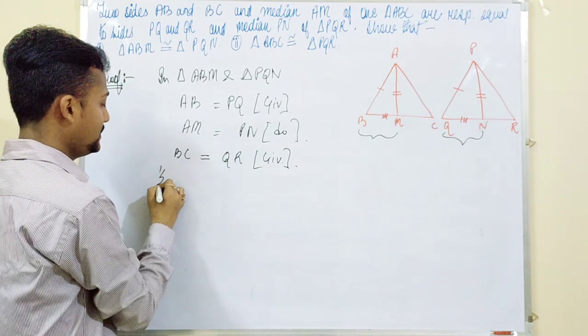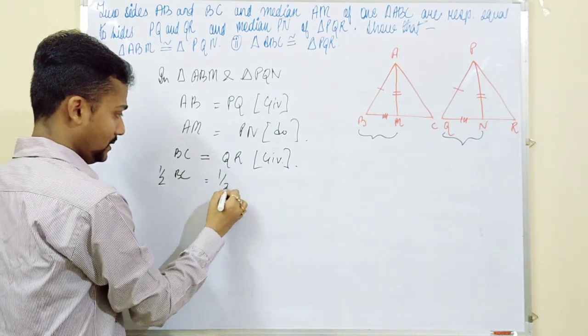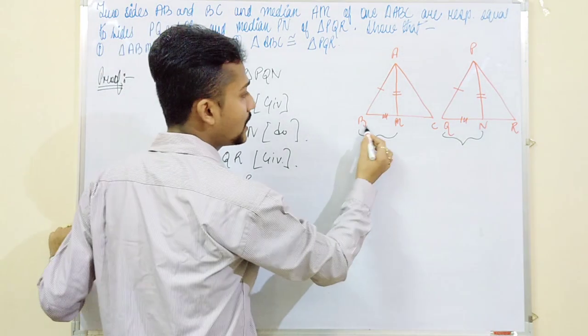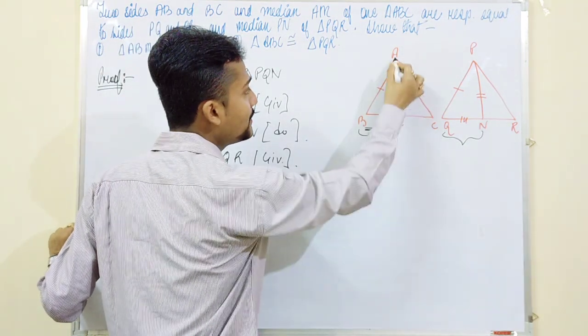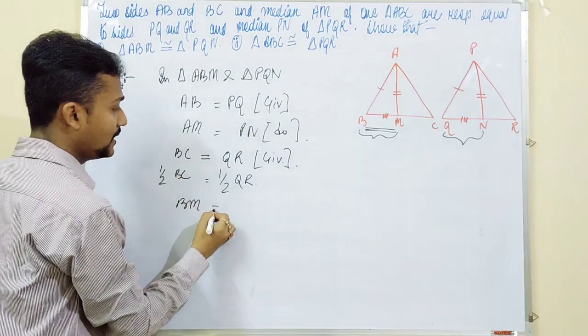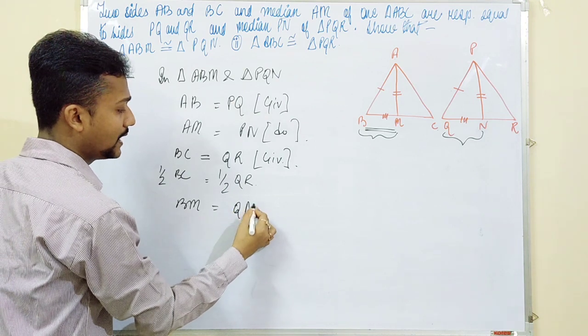Okay, then half of BC is equal to half of QR, isn't it? So half of BC is equal to what? Half of BC is equal to BM. Why? Because AM is median. Half of BC is equal to BM and half of QR is equal to QN, isn't it?